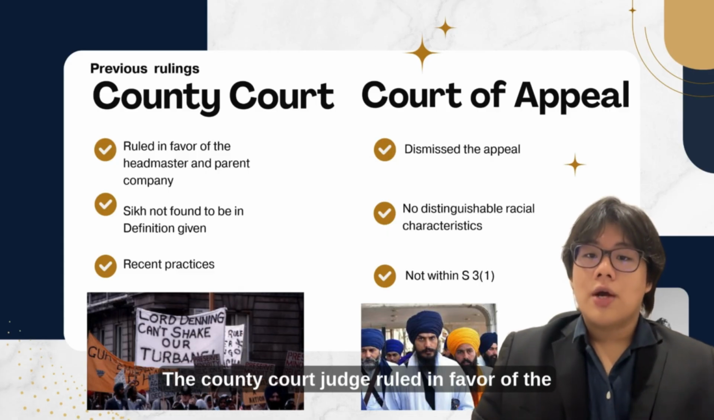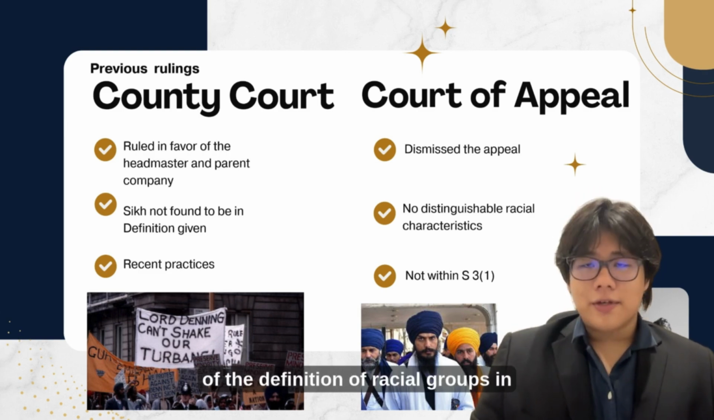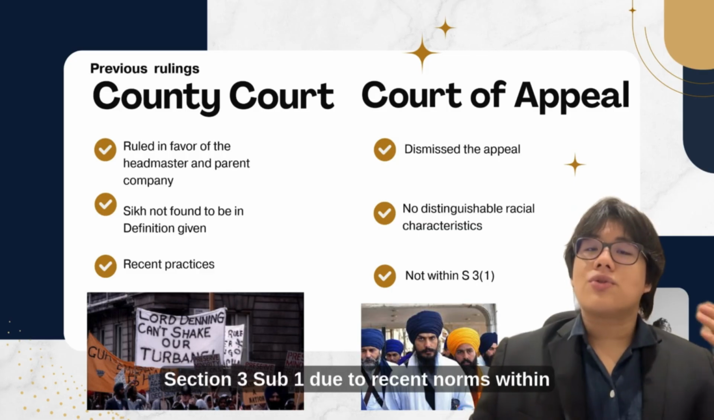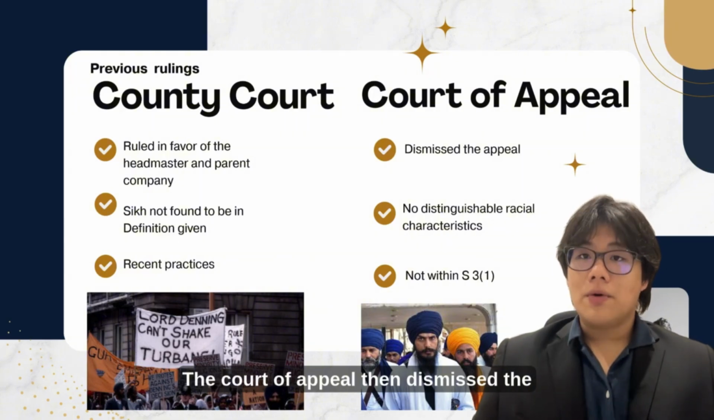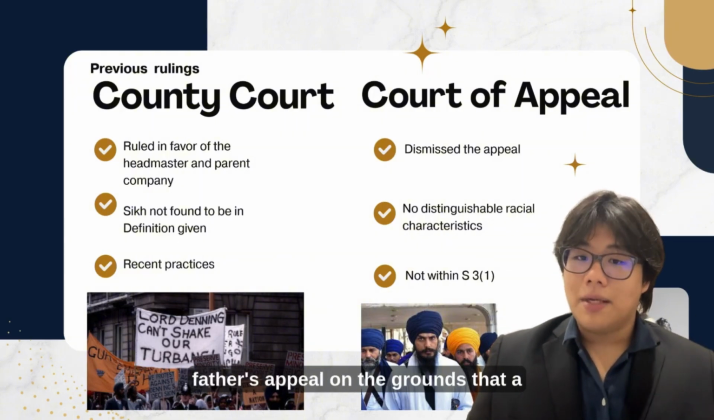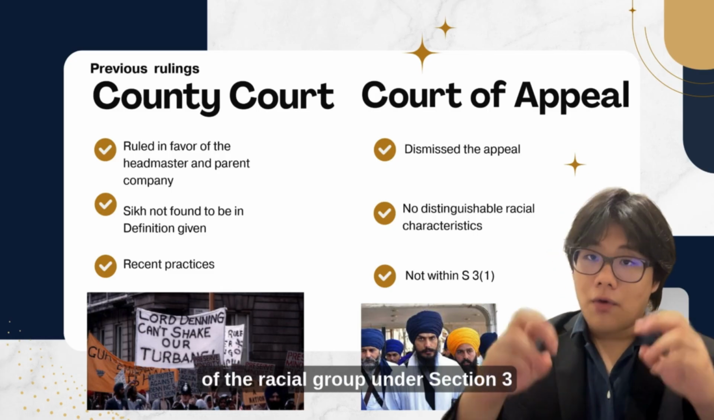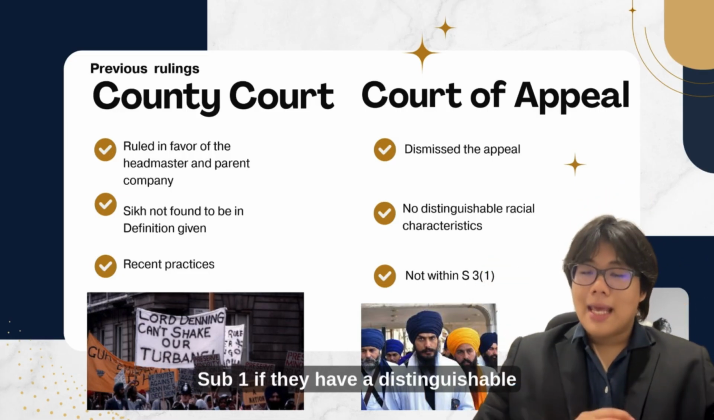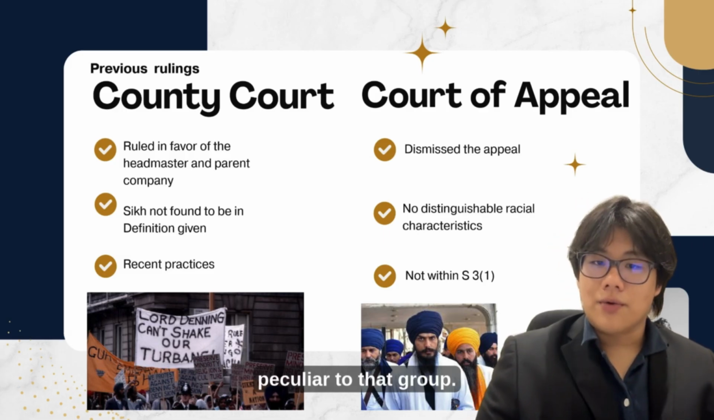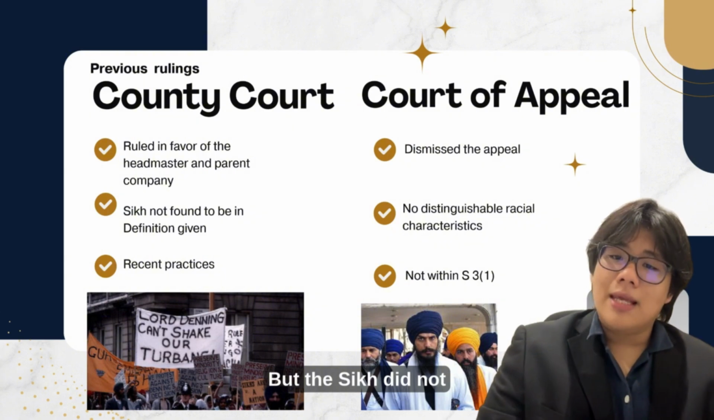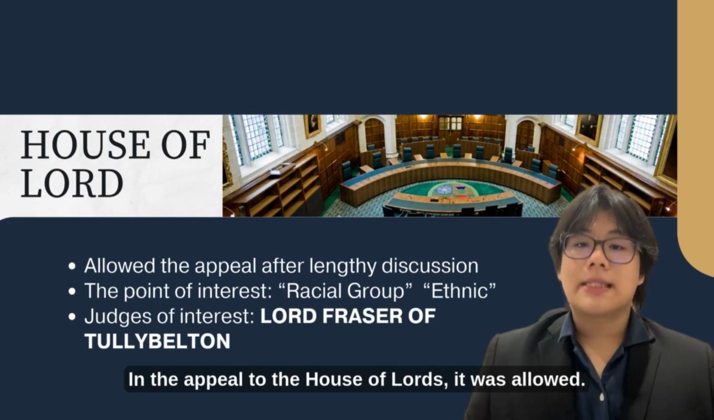The county court judge ruled in favor of the headmaster as the Sikh was not found to be part of the definition of racial groups in Section 3 Sub 1 due to recent norms within the Sikh community that we will explain later. The Court of Appeal then dismissed the father's appeal on the grounds that a group can only be part of the racial group under Section 3 Sub 1 if they have distinguishable racial characteristics that are peculiar to that group, but the Sikh did not possess any of that. In the appeal to the House of Lords, it was allowed.